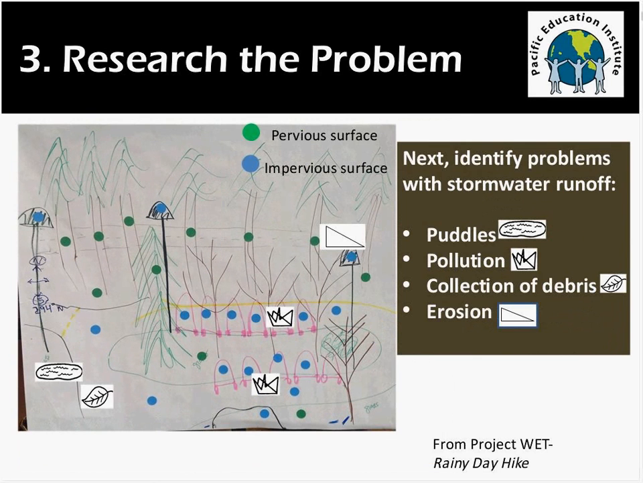To do that, you want to be looking for stormwater runoff problems, which works best to do after it rains. And sometimes it's hard to compare before raining and after raining here in the Northwest, because sometimes we have days and days of rain. But students can go out and look for the puddles, you look for pollution, those oil slicks on the parking lot, a collection of debris that happens where the water flows, or erosion even happening along the hillsides or underneath where the plants are. And this is adapted from a Project WET activity called Rainy Day Hike.